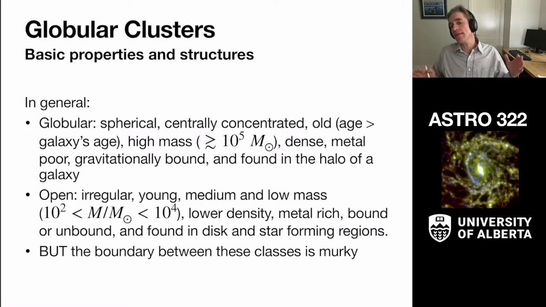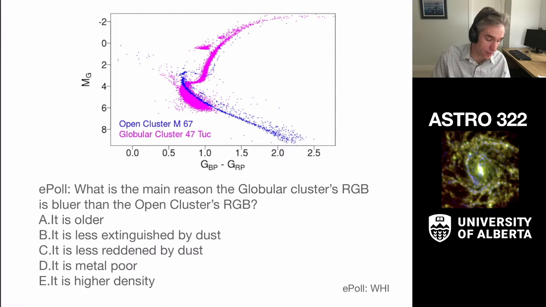But the boundaries are murky. This is a good ASTRO 122 level description of clusters, but there's a continuum of cluster properties. The dichotomy between open and globular clusters is false at best, since there's a fair bit of high mass young clusters, and old stellar populations in lower mass irregular structures. But it's a nice axis under which we can compare the populations of stellar clusters.